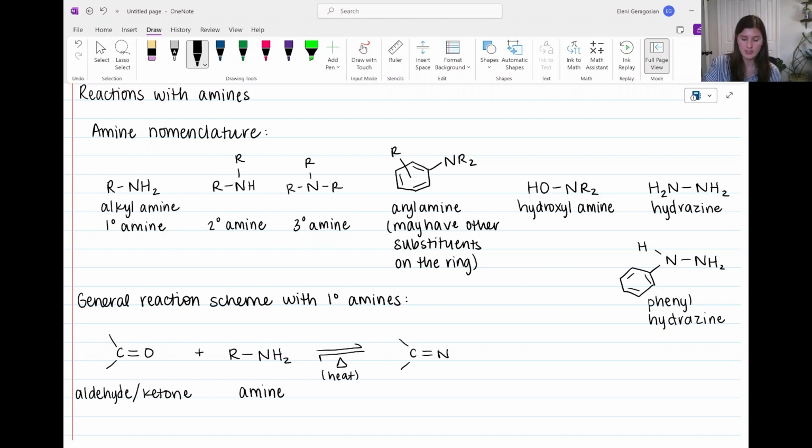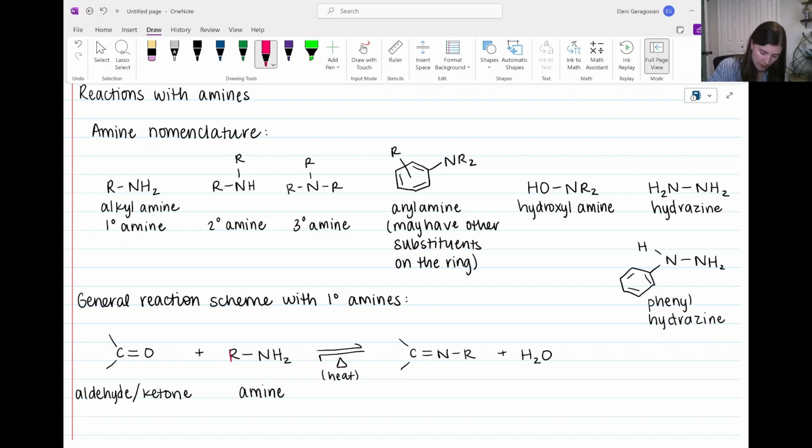And then the nitrogen is bonded to an R group. So the nitrogen is no longer bonded to the two hydrogens, but it's bonded to the R group and double bonded to the carbonyl carbon. And then a byproduct is H2O. So let's trace some atoms here. We'll start with the nitrogen.